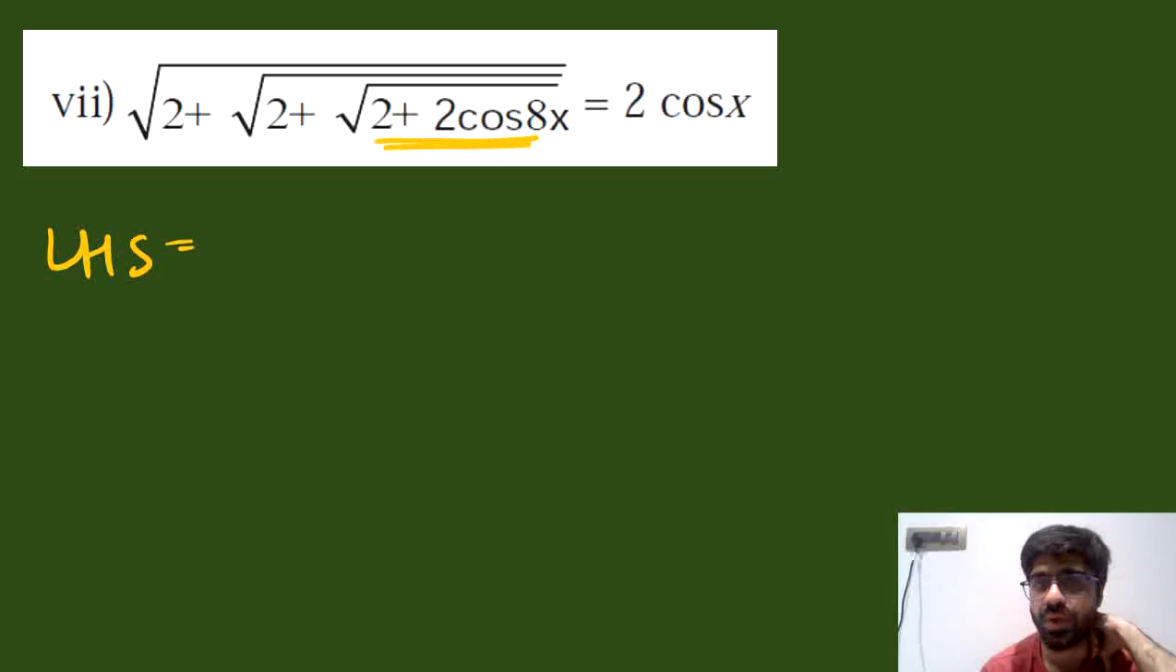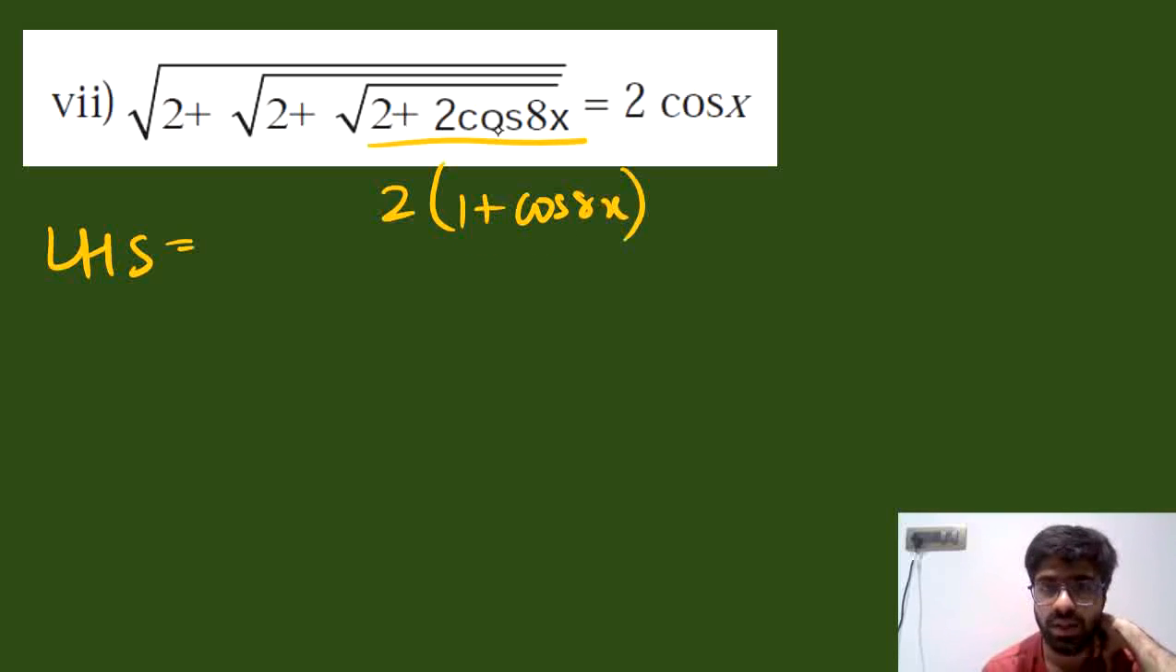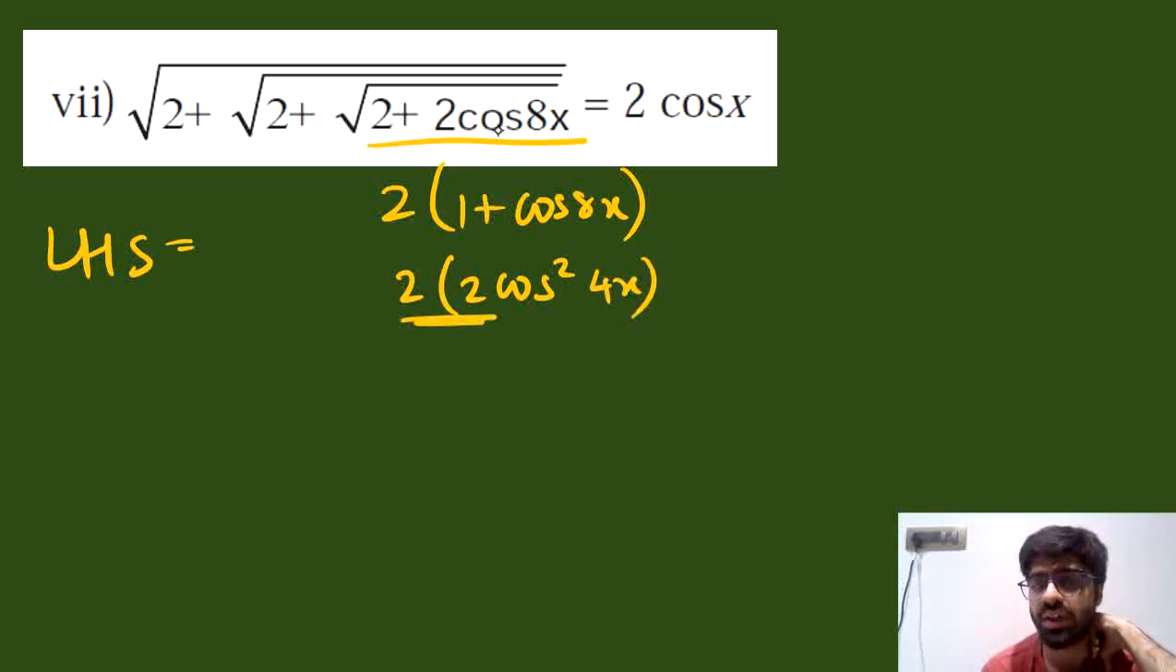You can write 2 plus 2 cos 8x somewhat in this manner. You can actually pull out a 2 common from here and write it as 1 plus cos 8x. But 1 plus cos 8x becomes 2 cos square 4x, and 2 into 2 will make it 4. So we have 4 cos square 4x. So that is what we have inside the square root here.